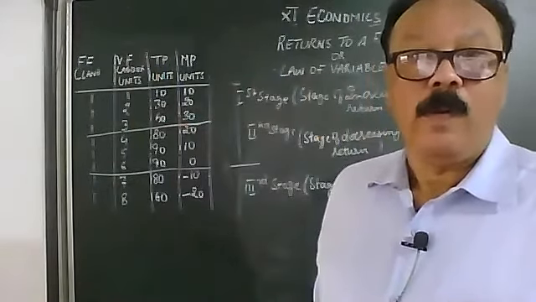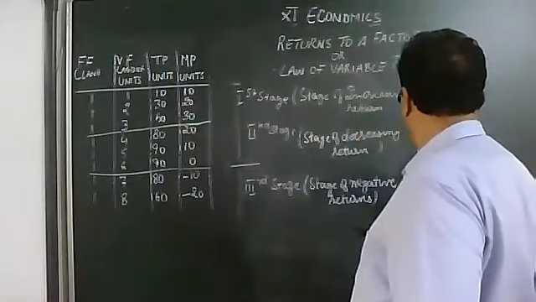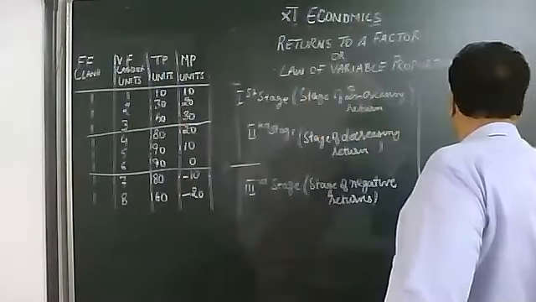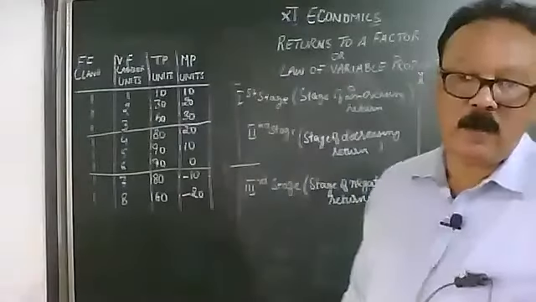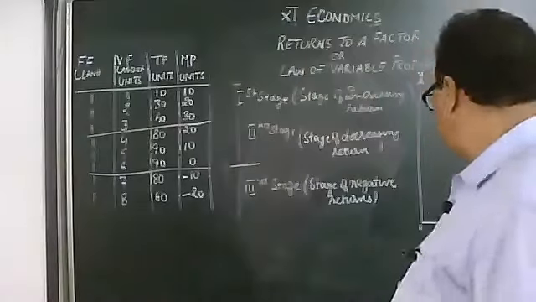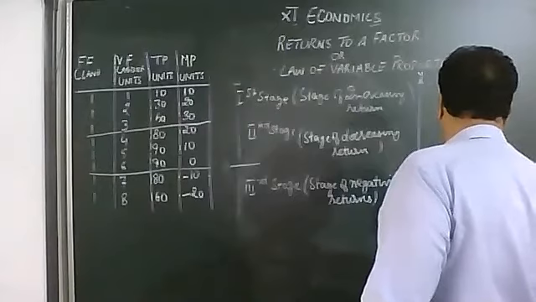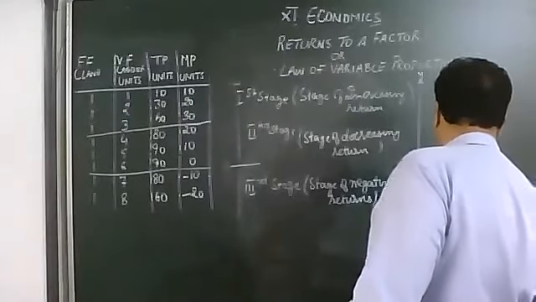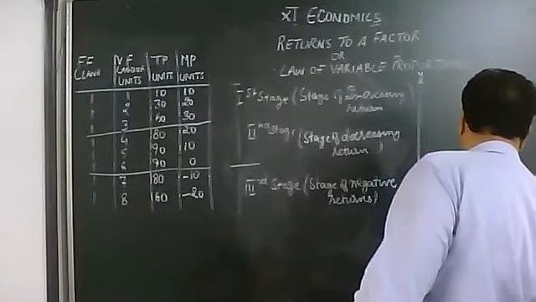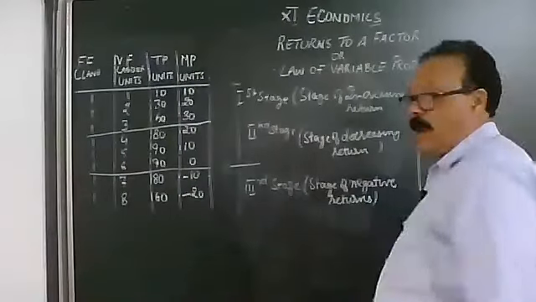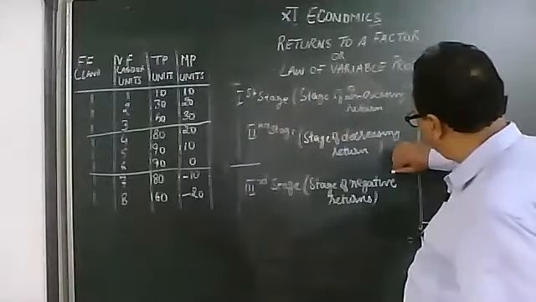Now, when we draw the diagram, what would you take on the X-axis? Unit of labor. 1, 2, 3, 4, 5, 6, 7, 8. This is labor. And what would you take on the y-axis? You can take TP and MP.